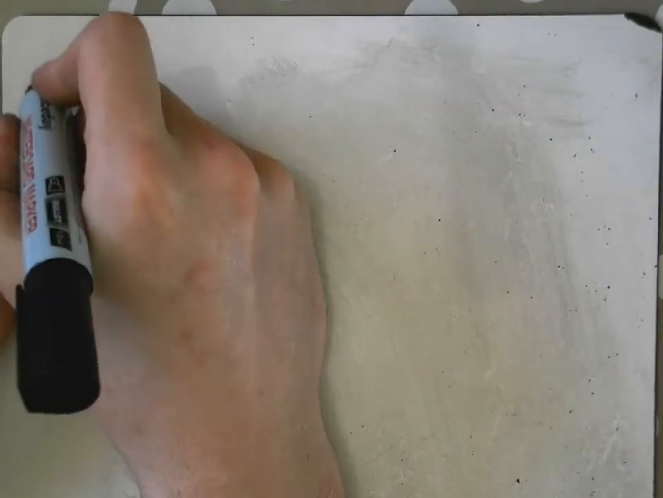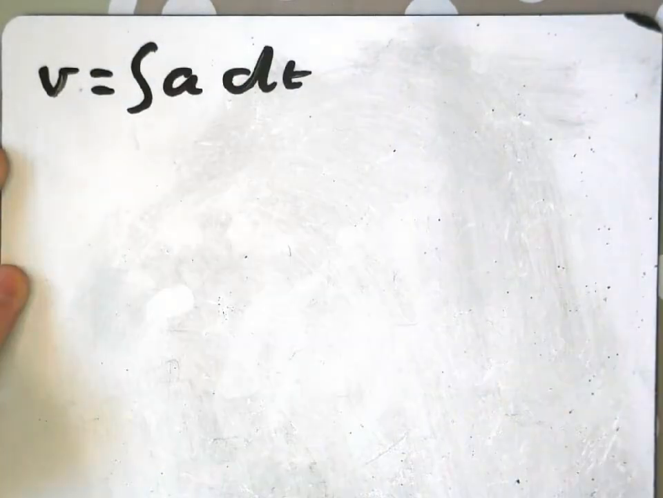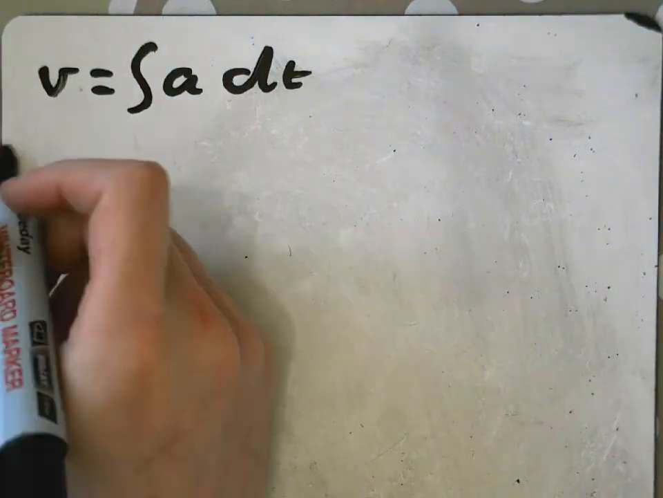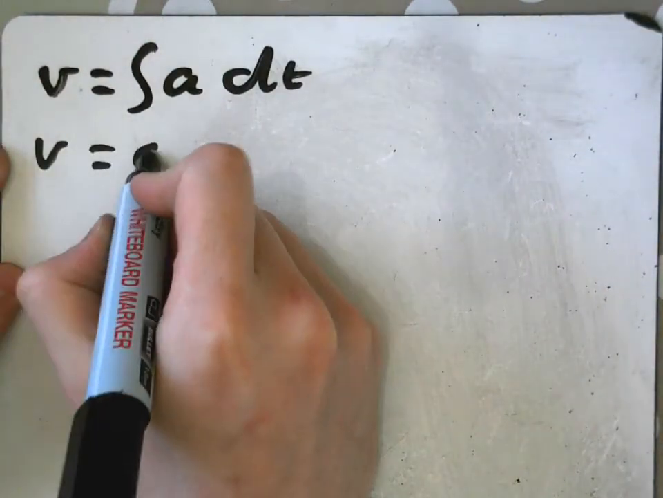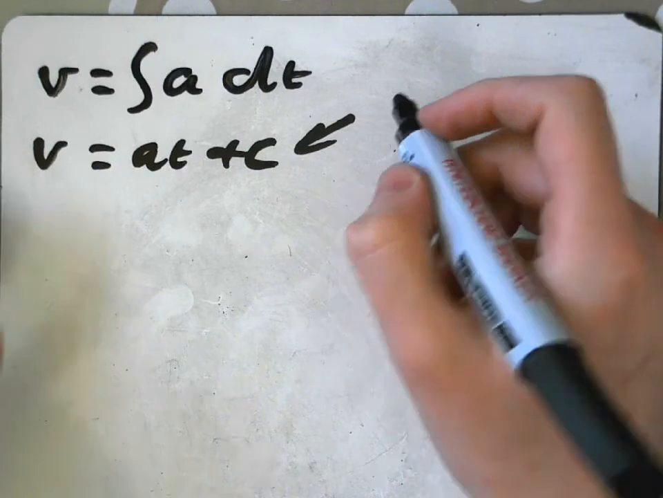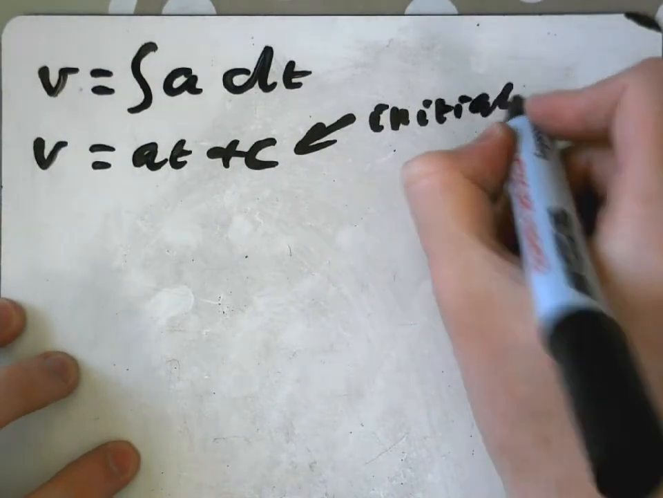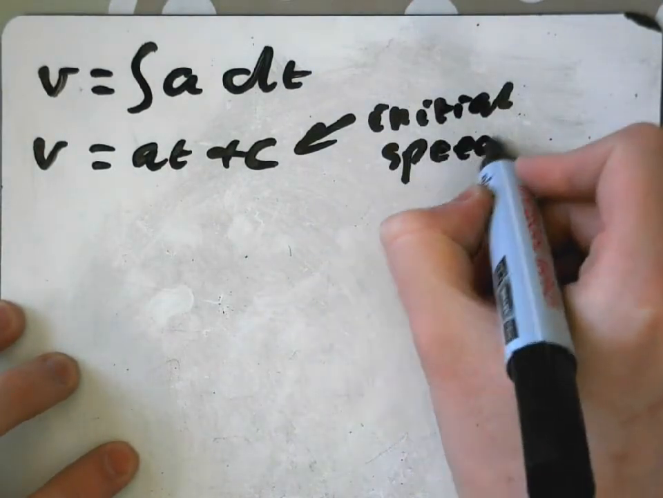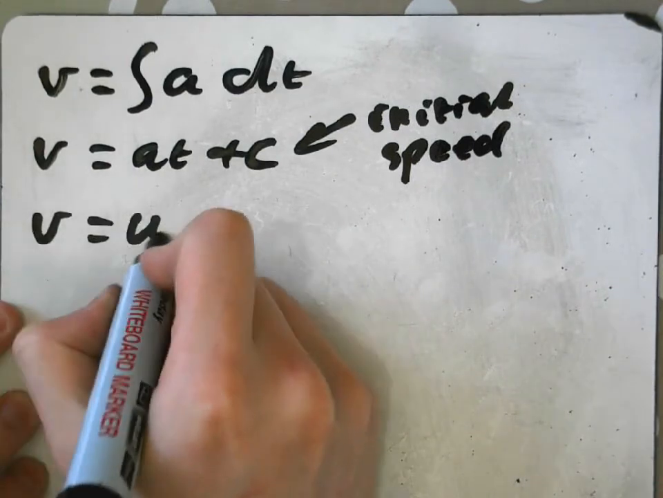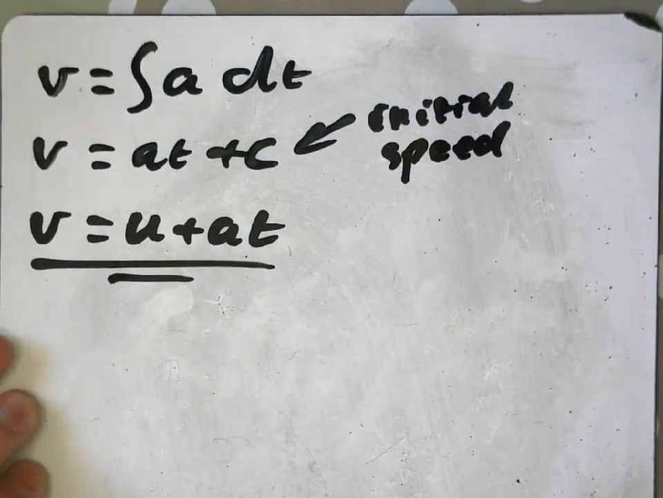Okay. What that allows us to do, first of all, is to prove our equations of motion. So we know that our velocity is our integral of a with respect to t. Okay, that allows us to say, well, v is at plus c. Remember your plus c. Now plus c, if you think about it, a constant value being added on in this context is actually just going to be that initial speed. So what that means is we can say we get v equals u plus at. Okay, so there's our proof for v equals u plus at.